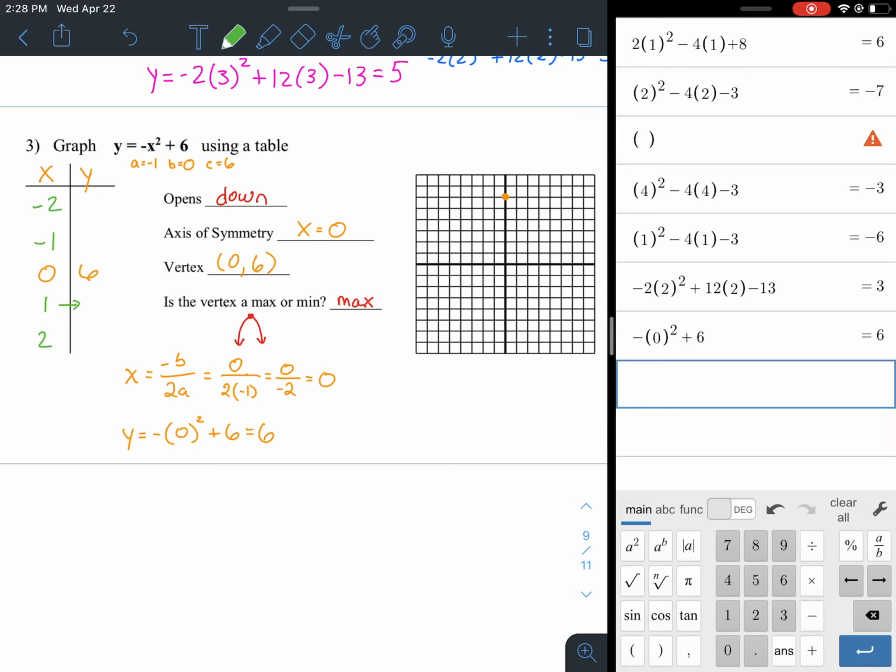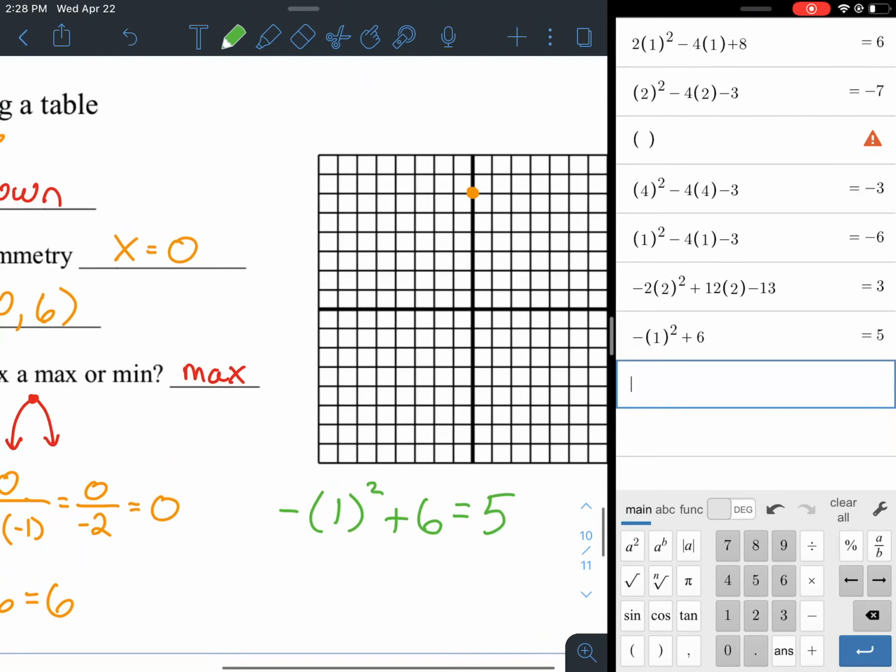So I'm going to plug the 1 into the original equation. Negative, parenthesis, 1 squared plus 6. If I go over to my calculator, replace that 0 with a 1, and I see that it is 5. 1 squared is 1. Then I apply the negative to make it negative 1. Plus 6 is 5. So that means at positive 1, it's 5. And using symmetry, at negative 1, it'll also be 5. So 1 to the right, 5 up. 1 to the left, 5 up.